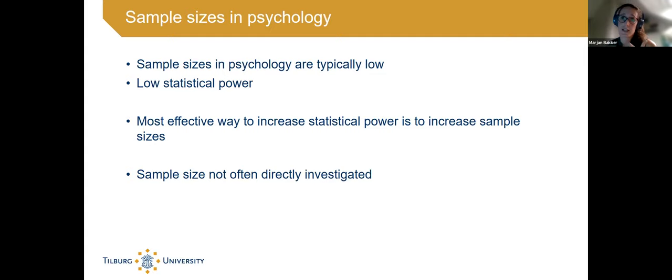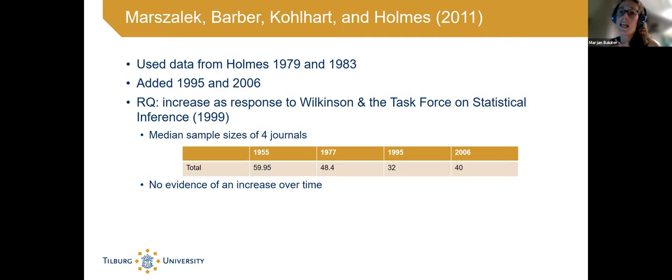And of course, the easiest way to increase the statistical power is to increase the sample sizes. And we have quite some studies that investigate statistical power, already starting by Cohen in 1965, if I'm correct. But sample sizes directly are not that often investigated. But there is at least one study who did this, and this was published in 2011.